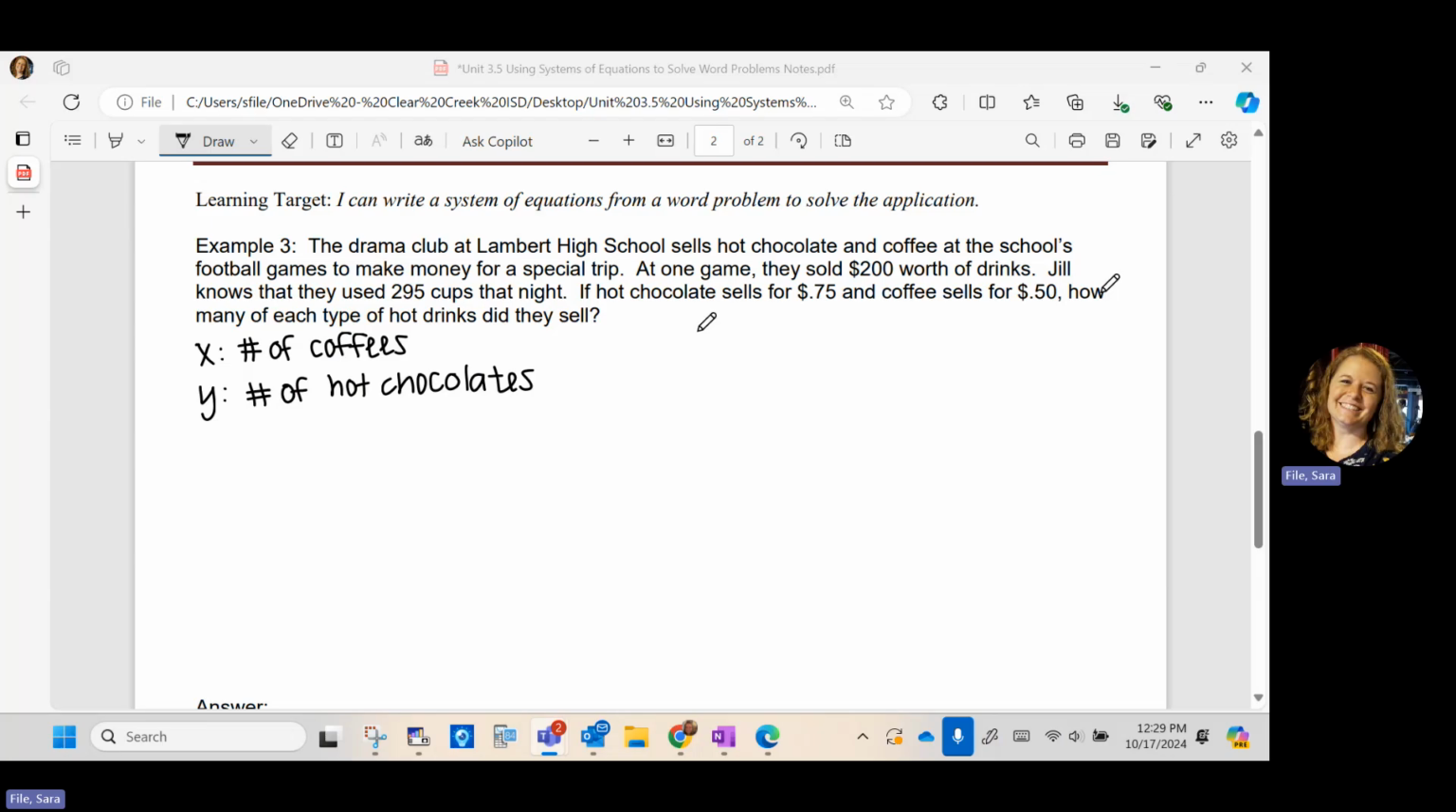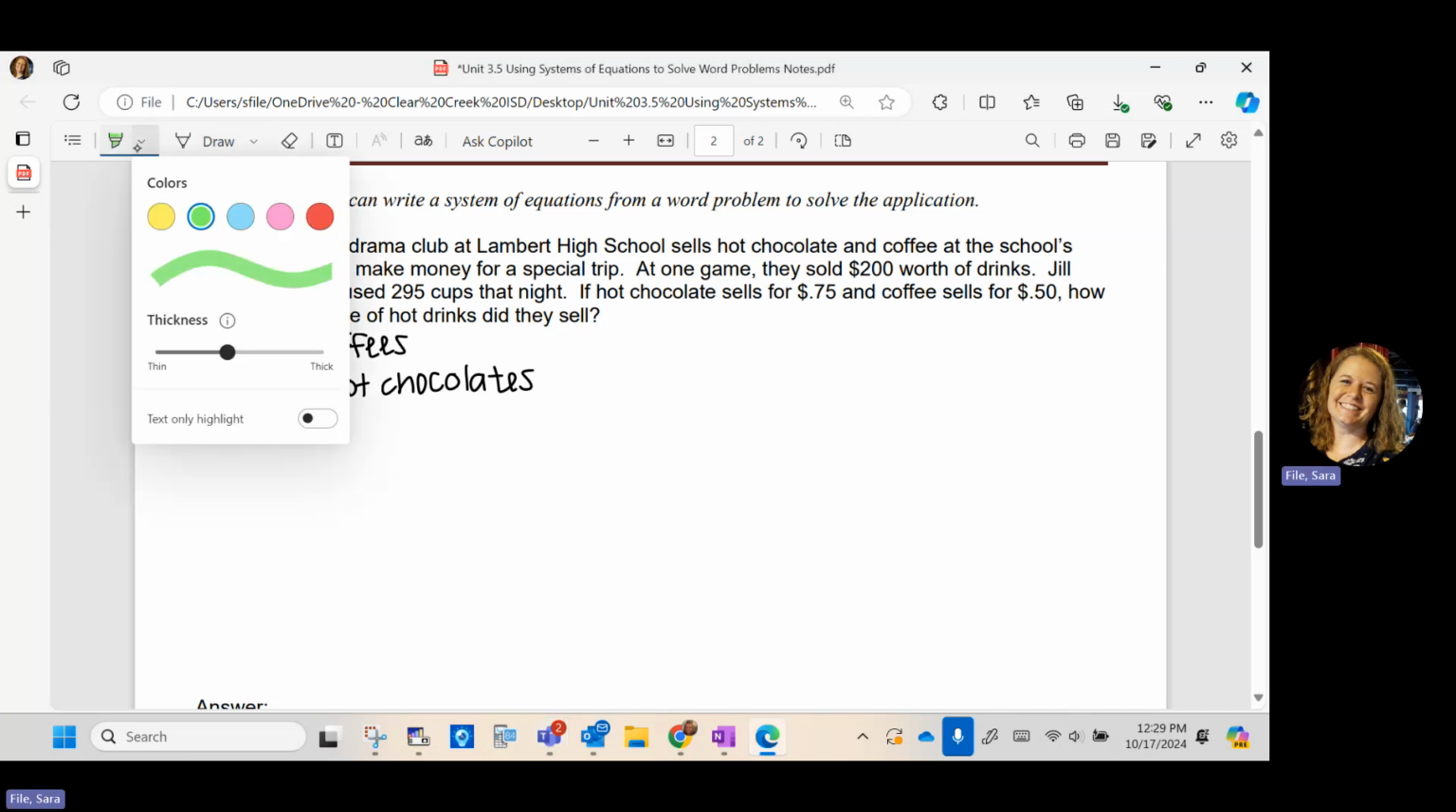Okay, remember we identified our X and Y already. We said X is the number of coffees, Y is the number of hot chocolates. So we're trying to figure out how many of each that they sold. Okay, so I'm going to now write my equations using the information that they gave us.